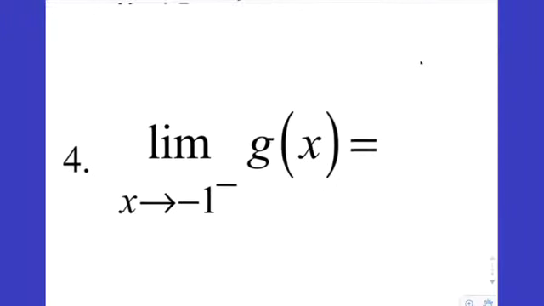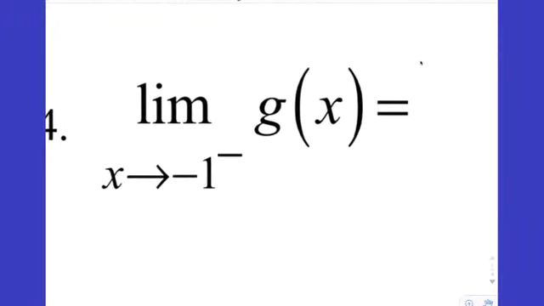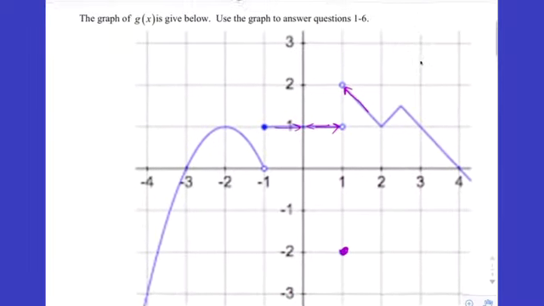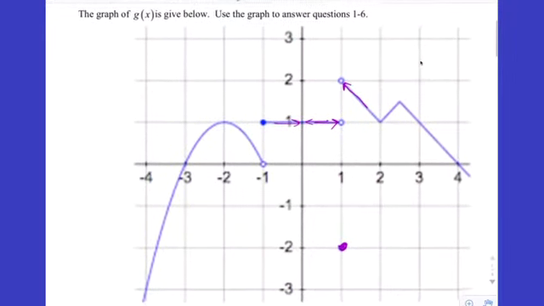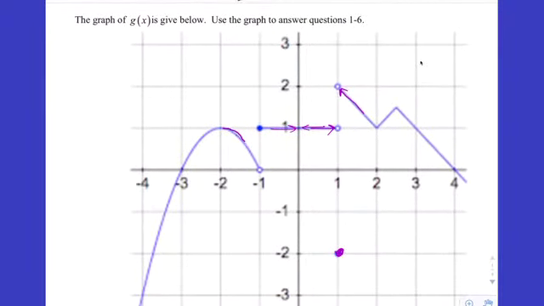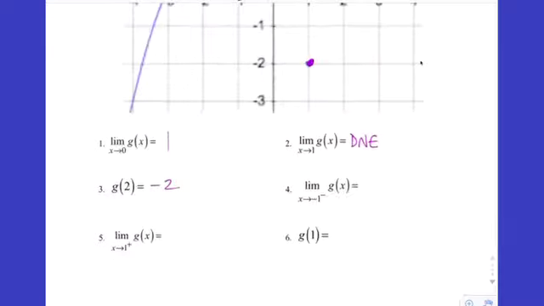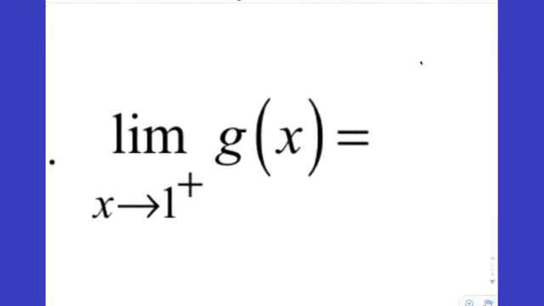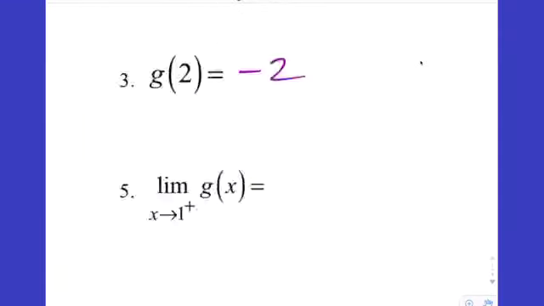Number 4, the limit from the left of -1. So there's -1. You hop on the graph just to the left and start going back towards it. You're approaching the x-axis where the open circle is, and that's a y value of 0. So that one's 0. This one is the limit from the right-hand side of +1.